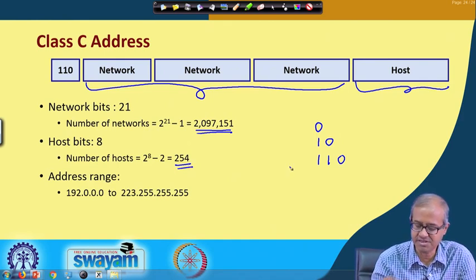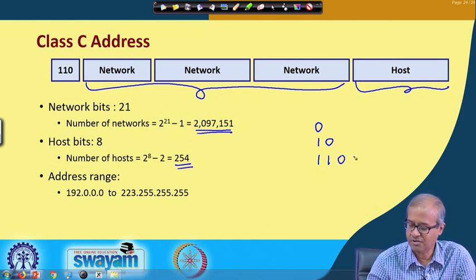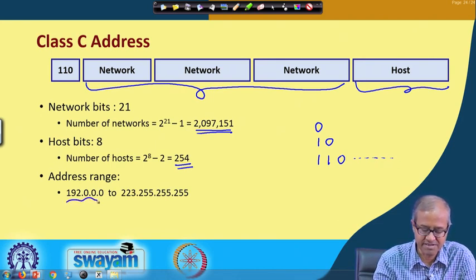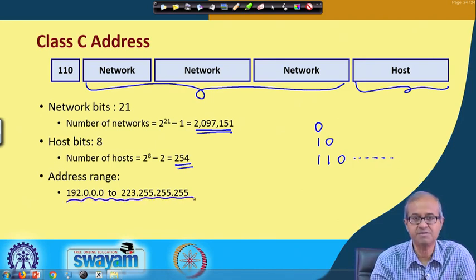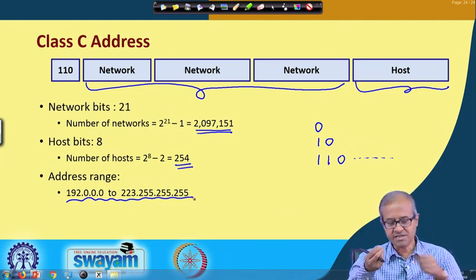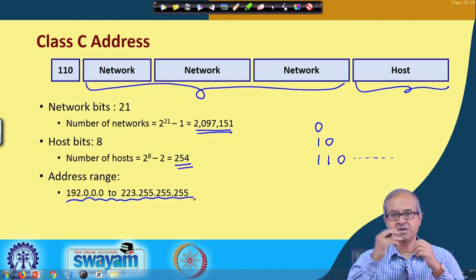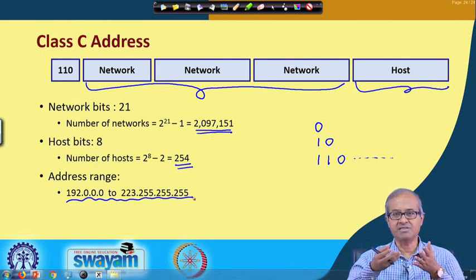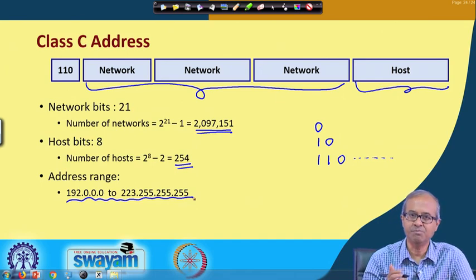And again, if you just expand 110 followed by all 0 to all 1, you can find the range of the IP addresses. So, if you remember these numbers, then given an IP address, you will be able to know which address class it belongs to.